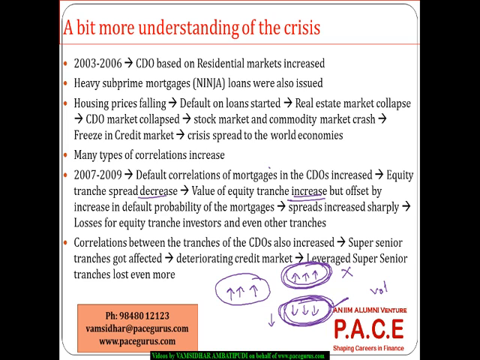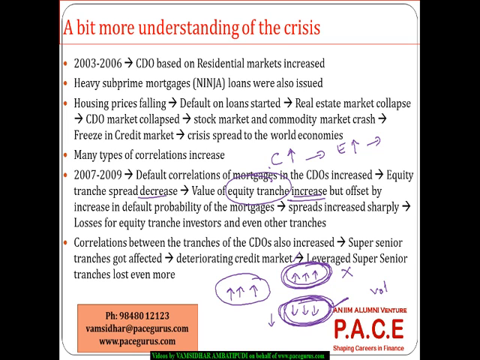Whereas if they have very little correlation, at least some of them are going to default at any point in time. And because at least some of them are going to default, there is a chance that the equity tranche will not get any money. So when the correlations are higher between the various bonds, the chances that the equity tranche will get some money increase, and because of that the value of the equity tranche is increasing.